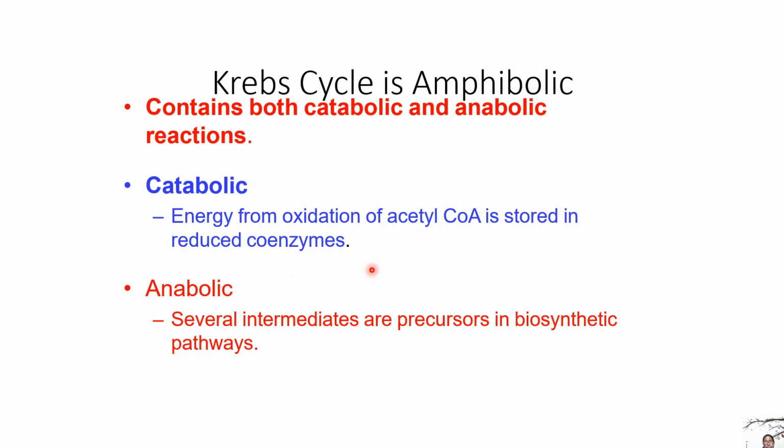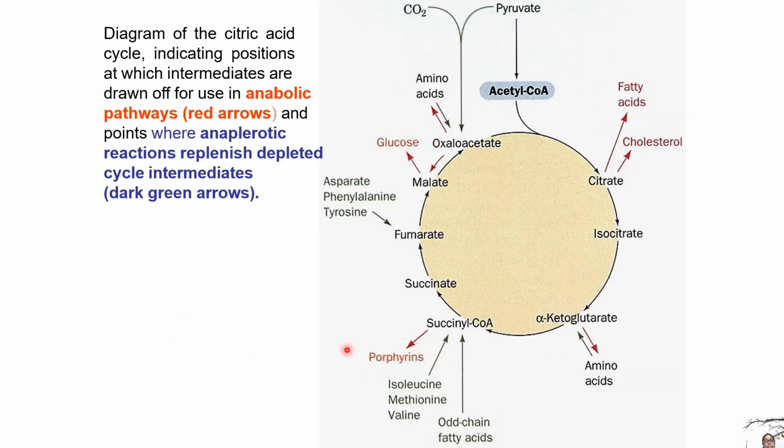Okay. So the energy from oxidation of acetyl-CoA is stored in reduced coenzymes, whereas several intermediates serve as precursors in biosynthetic pathways. Now this is a diagram of the citric acid cycle indicating positions at which intermediates are drawn off for use in anabolic pathways, with red arrows, and where anaplerotic reactions replenish depleted cycle intermediates, those are dark green arrows. You can see these.